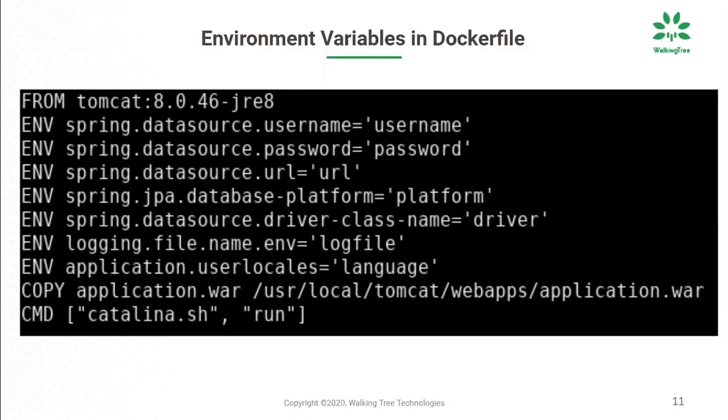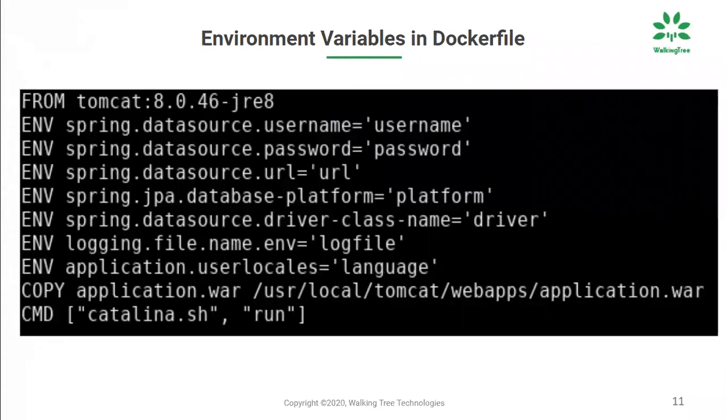So this is a Dockerfile. When we want to deploy our application which has these configurations, we will, to start with, build a Docker image which has all these configurations: username, password, URL, platform, driver class, logging file name, and locale as environment variables specified in the Dockerfile. If you don't specify the environment variables here, the application will not have external configuration.